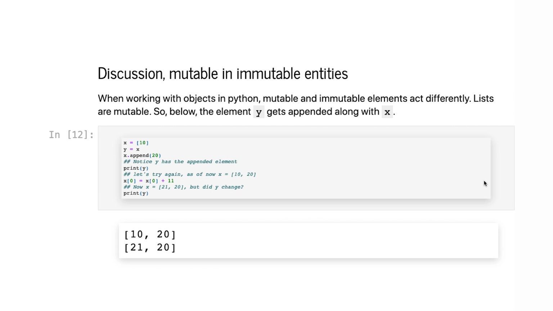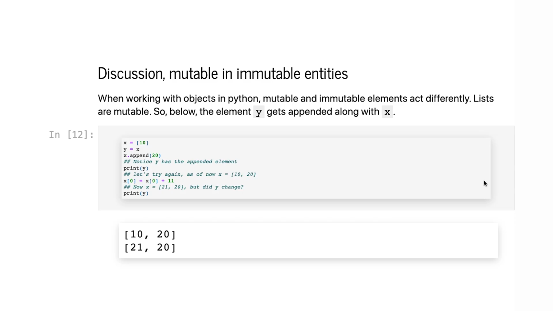What you can see is even though I appended 20 to X, when I print Y out, it's now 10, 20. So what happened there? The fundamental idea is that Y is not a copy of X. Y is literally equal to X in that sense. And so when you change X, you change Y. Something maybe a little confusing at first in Python is that there are these elements that behave like this, and if you want a copy of them, you have to force a copy.